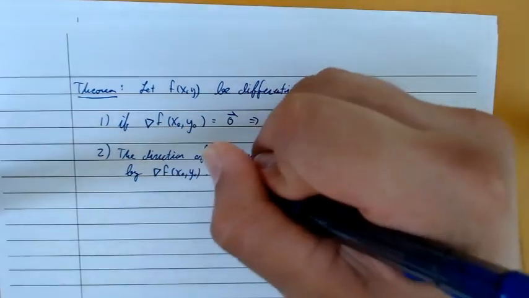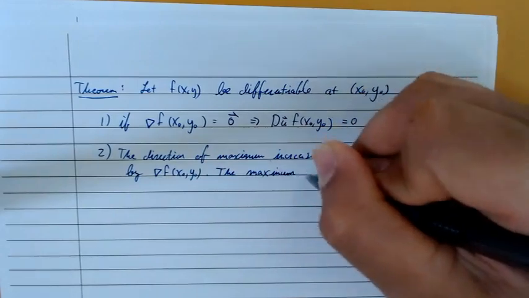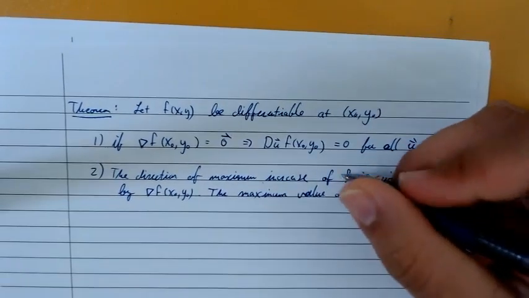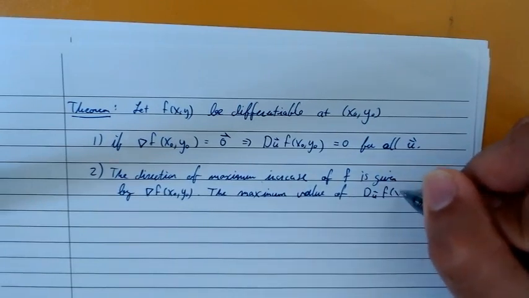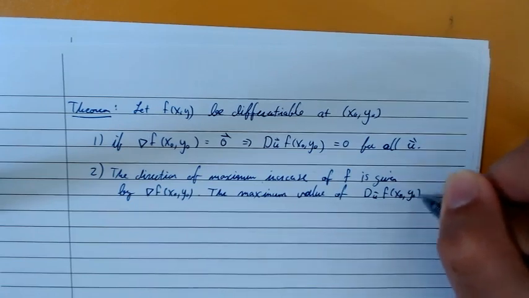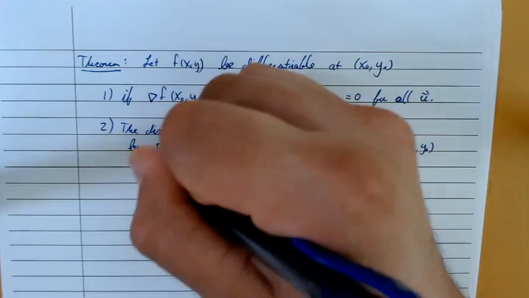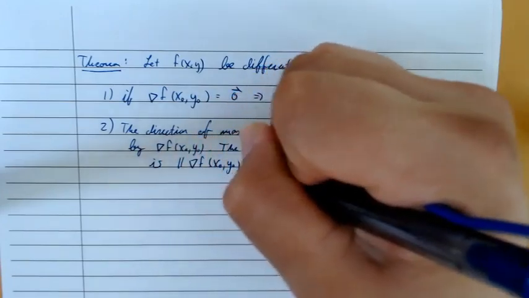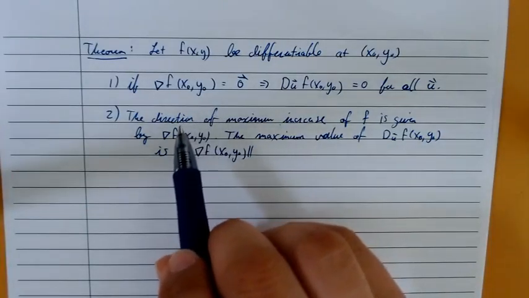The maximum value of the directional derivative of f in the direction of u is given by the magnitude of the gradient at x naught comma y naught. This gives a good visual as to what the gradient is.